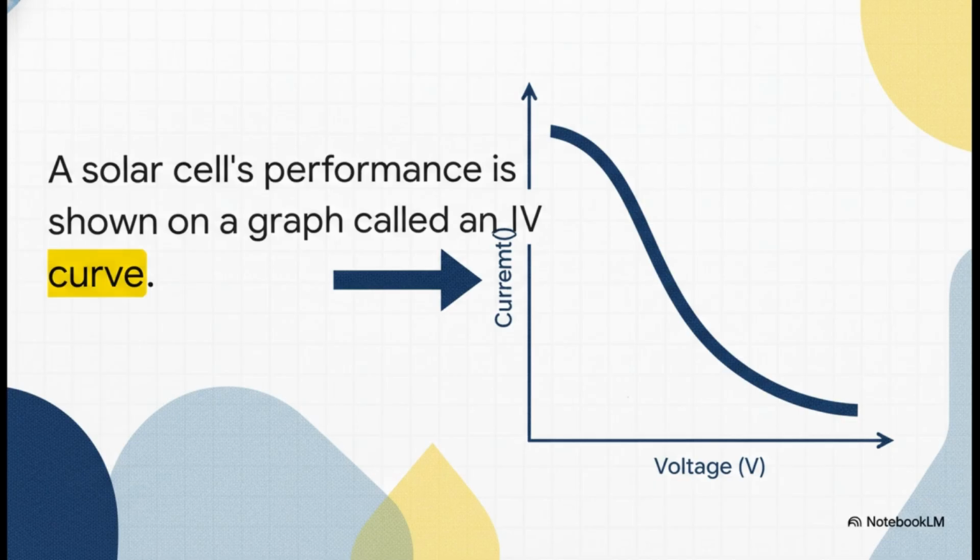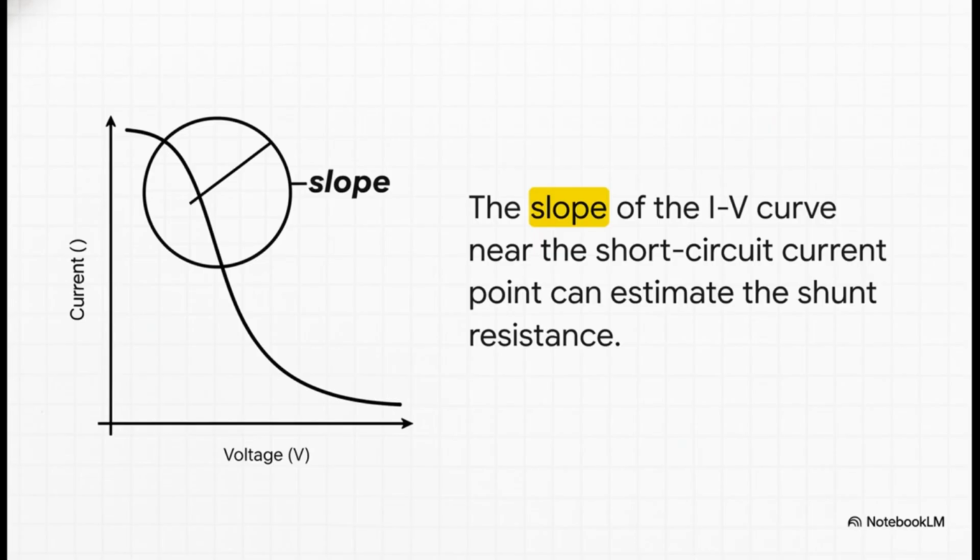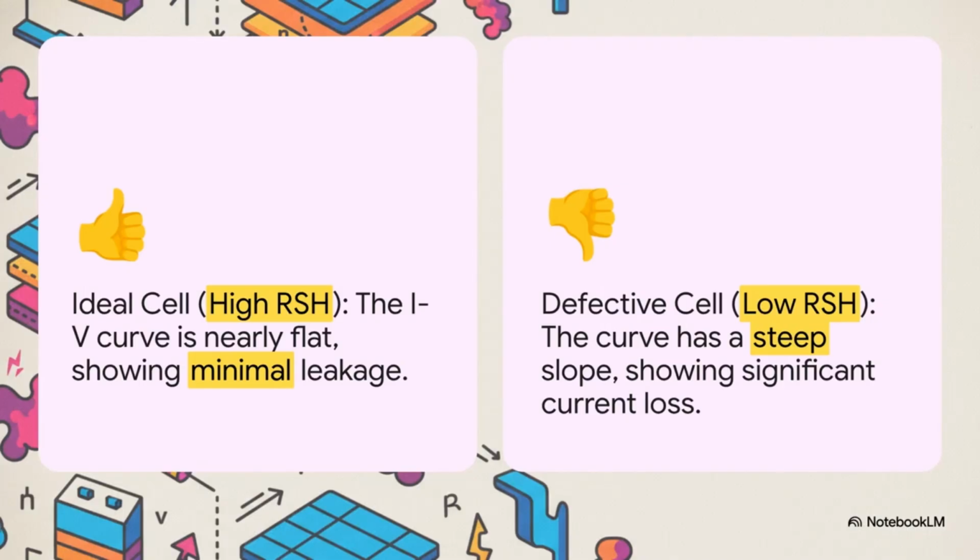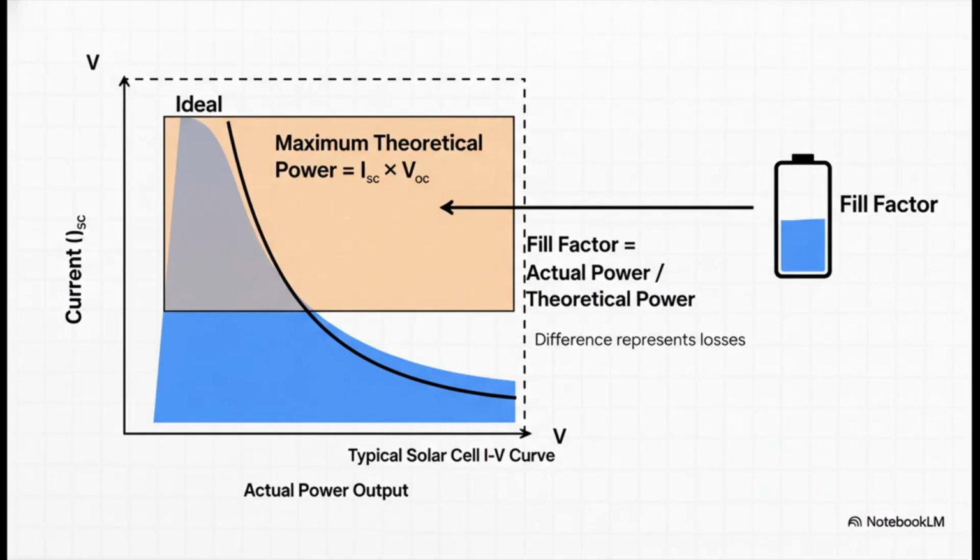This is what's called an IV curve. And the key is the slope of the curve right around here. It tells us about the leak. Just look at the difference. A bad cell has a steep slope, showing a major leak. This directly hurts something called the fill factor, which is basically a measure of the cell's quality.